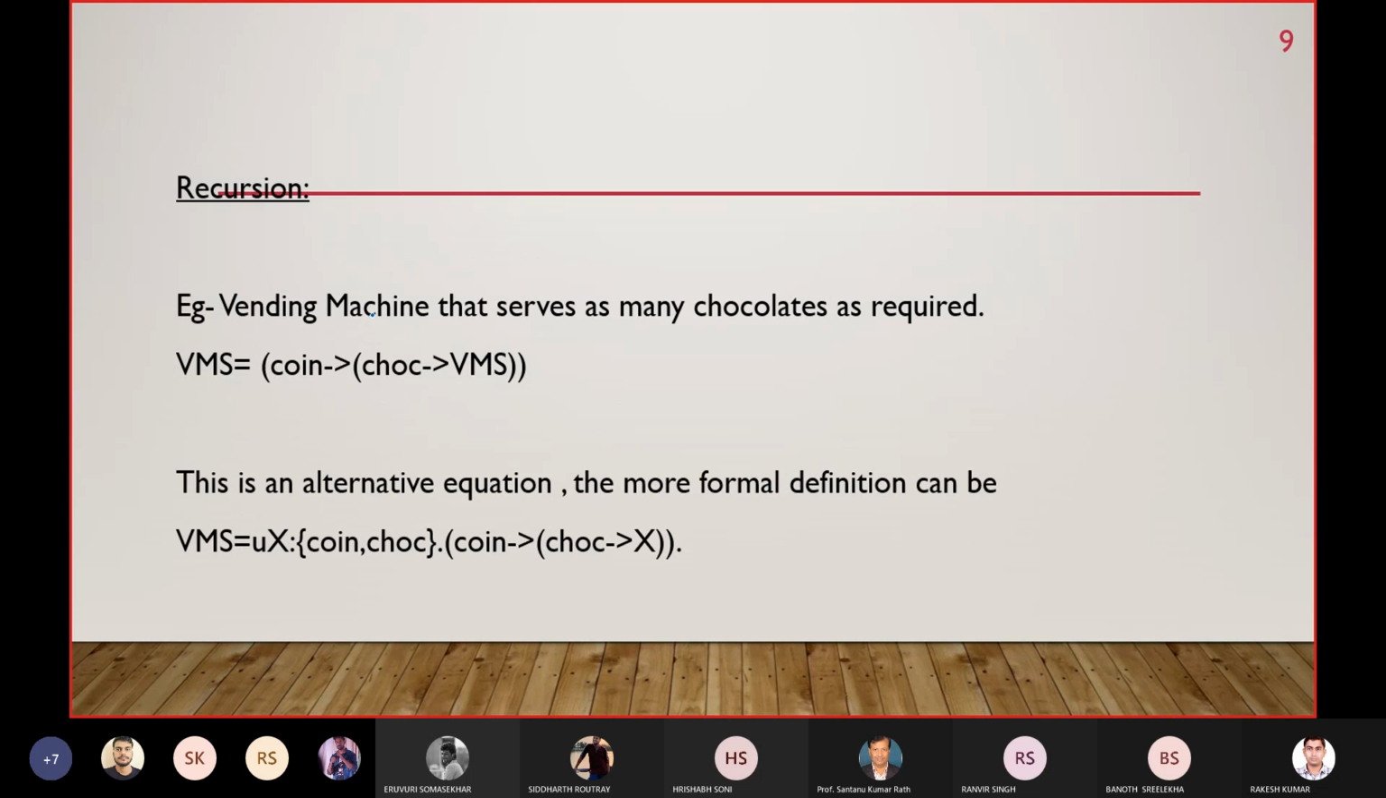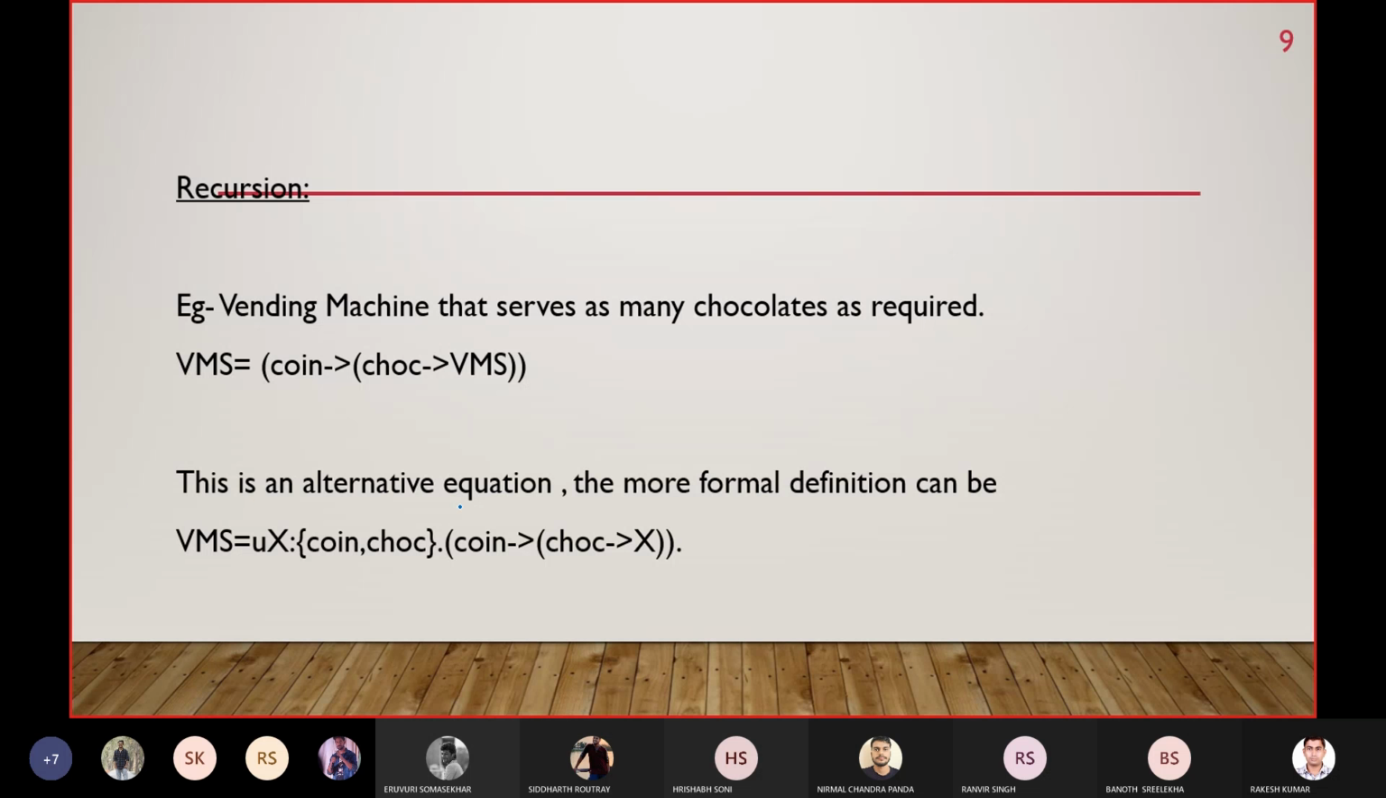Okay. Now recursion. We have already learned about it. I'm here taking the example of a vending machine that serves as many chocolates as required. To explain recursion, we have all seen the printing machine. There may be 10 pages. It takes one page, prints it out, and then takes another page and prints it out, like this for all the 10 pages. That is a kind of recursion. This is a type of vending machine where it will take coins in that order. Like the printing machine takes pages, it will take the coins one by one, and the output will be chocolate. So here it will take coin, then chocolate, and again back to VMS, again coin, chocolate, and back to VMS.